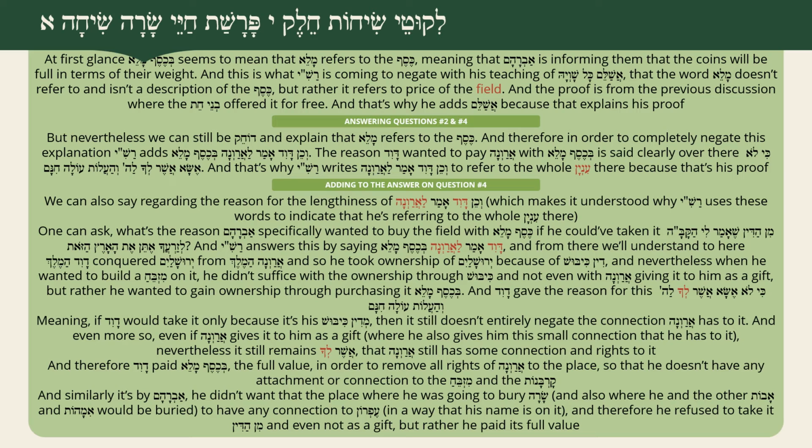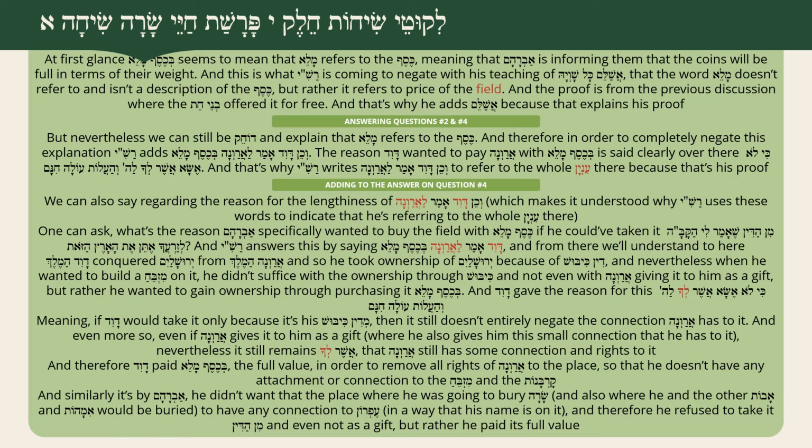So one can ask, what's the reason Avram specifically wanted to buy the field with kesef male? If, as Rashi tells us, he could have taken it min adin, he could have taken it according to the law, he could have rightfully taken it. Sha'amar li HaKadosh Baruch Hu, because Hashem told Avram, that's what Avram told them.